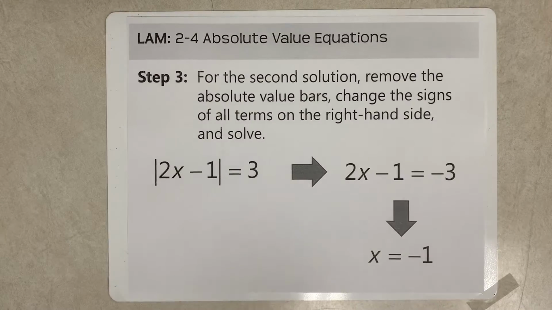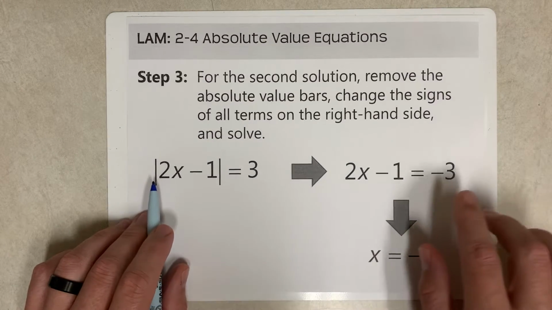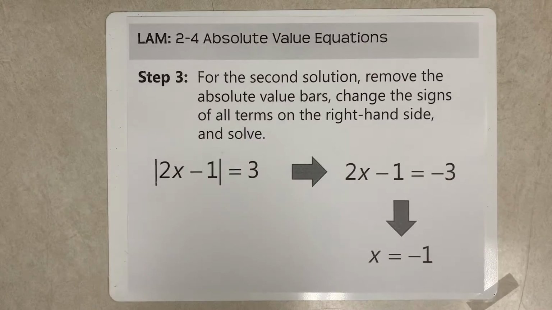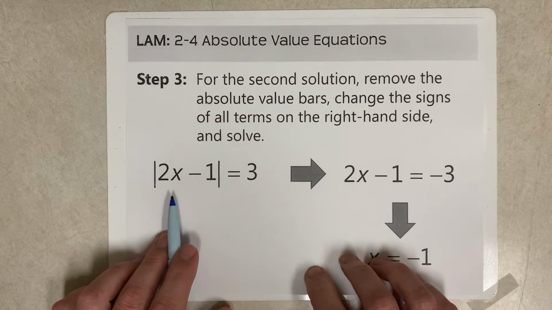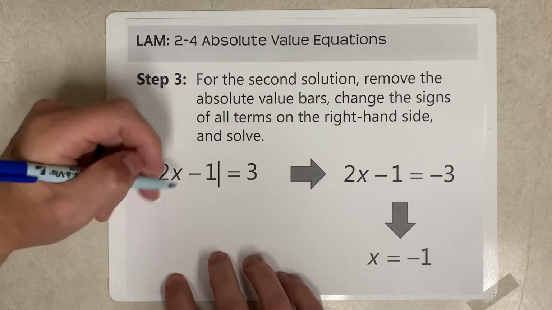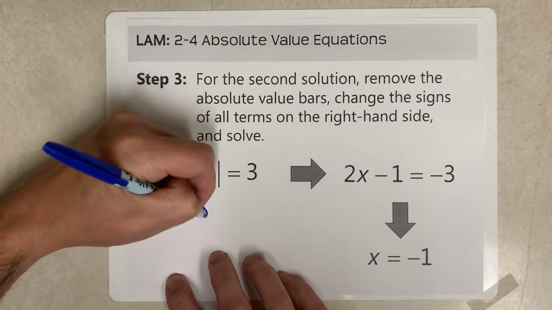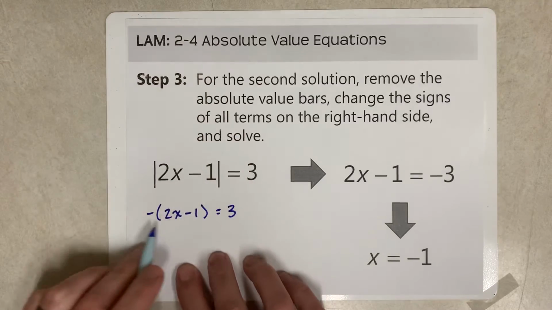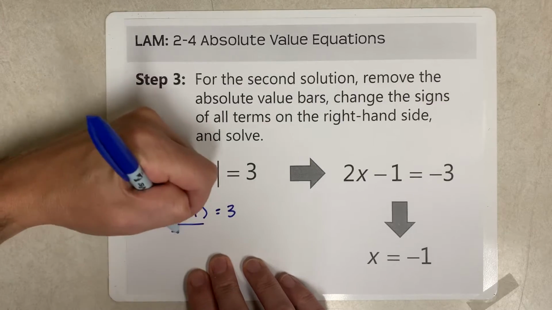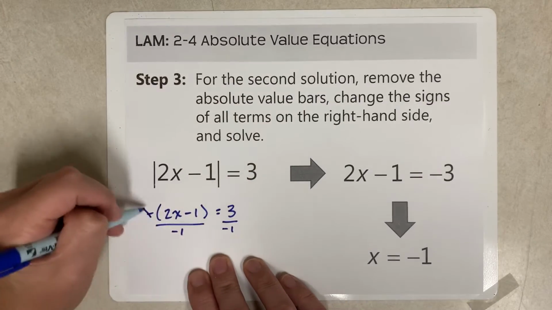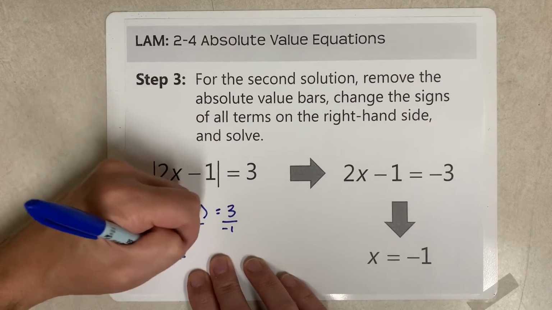Step 3, for the second solution, you're going to remove the absolute value bars, and you're going to make the other side negative. The reason why is because everything over here can be negative also, and so you have to consider that. Well, if that was true, then we would have negative 2x minus 1 equal to 3. But people don't want to see that negative out there. So what they generally do is divide both sides by -1. And when you do that, it makes the other side negative, and you can remove the parentheses.